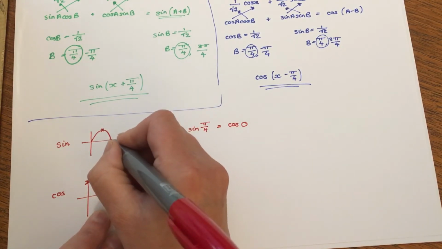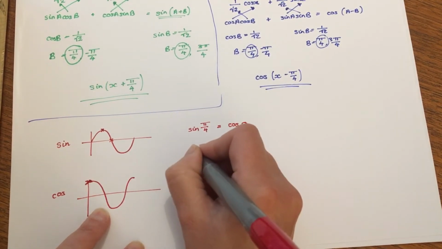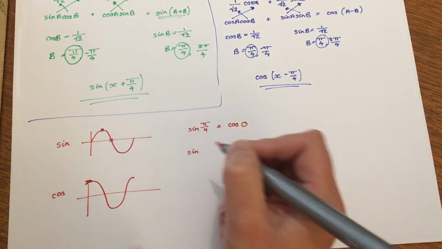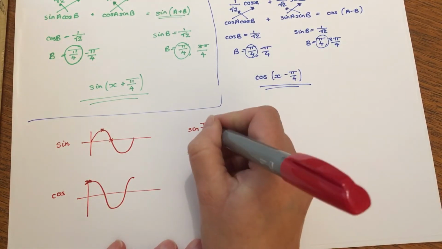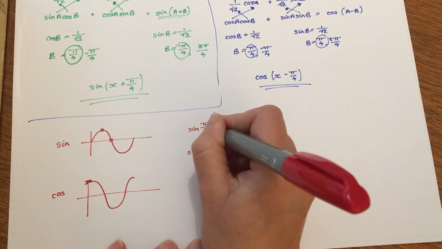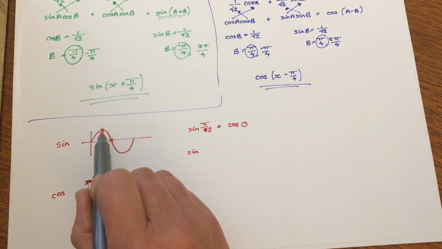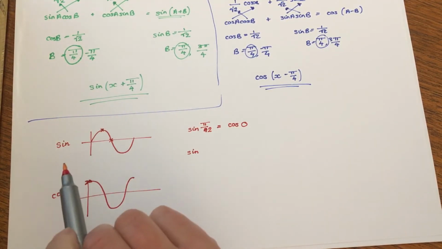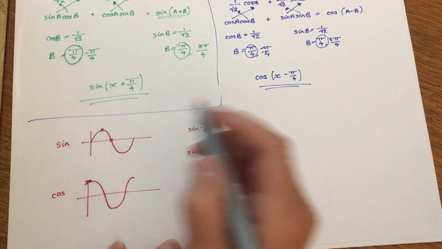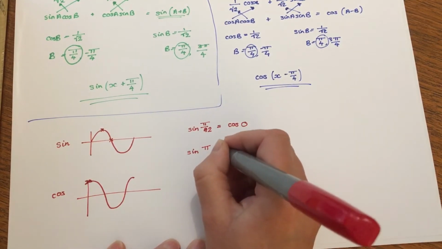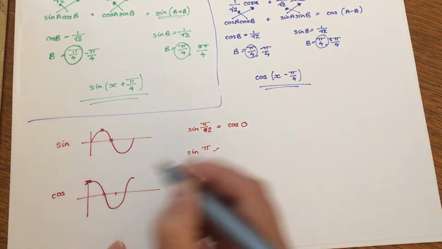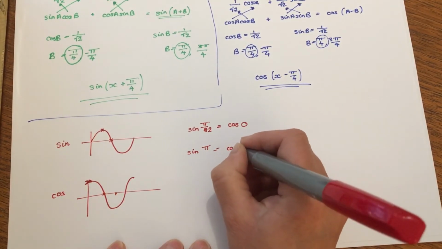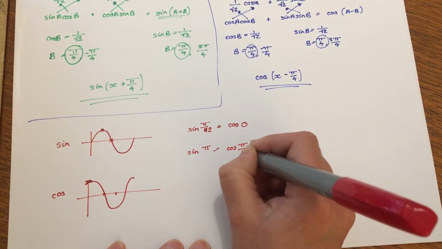If I look at this point on my sine graph, so sine, oh, I'm such a fool. It's not pi over 4, it's pi over 2. Sorry, sine of pi over 2 moves over to cos 0. If I look at this point, which is sine pi, I can see that that is equivalent to this one here, which on my cos graph is cos of pi over 2.